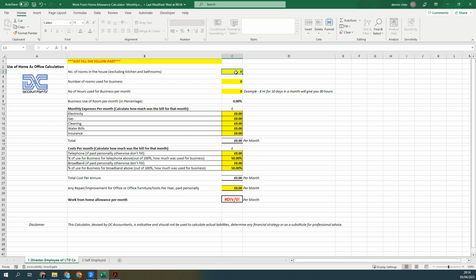So let's get back to the calculator. As you can see in the calculator, you have two sheets here. One is if you are the director of a limited company, and the other one is self-employed.